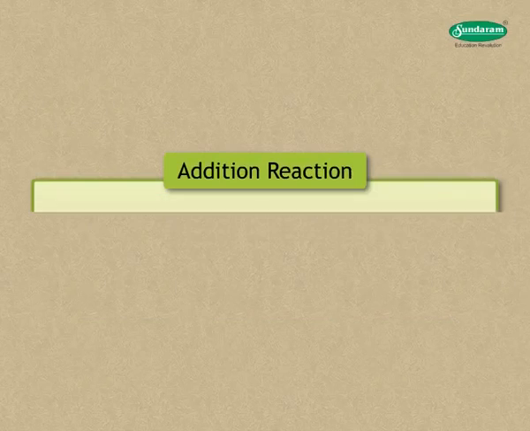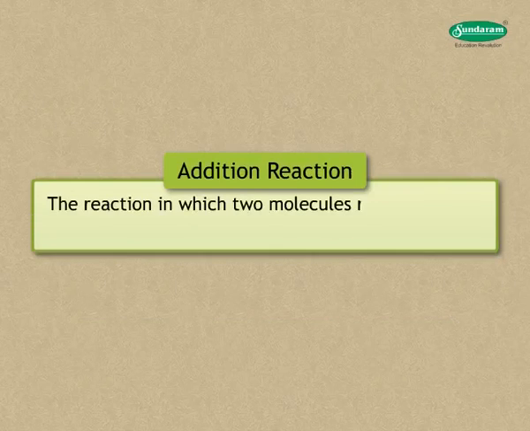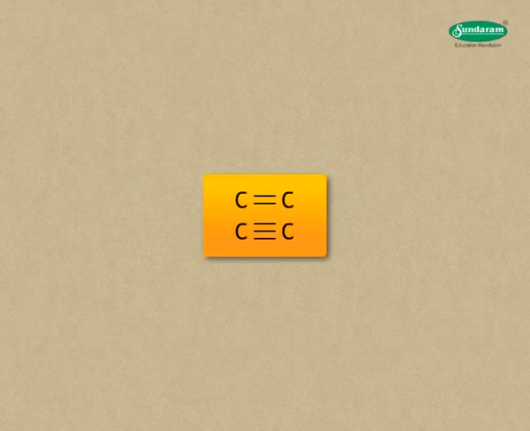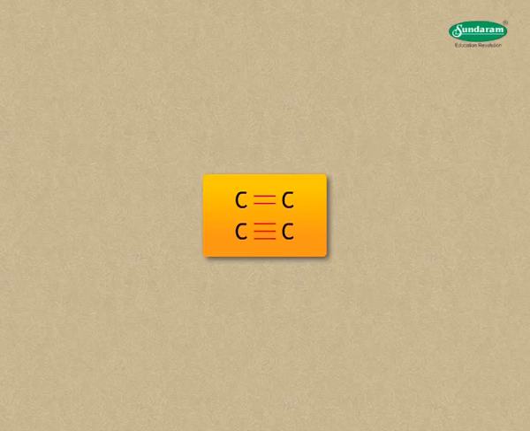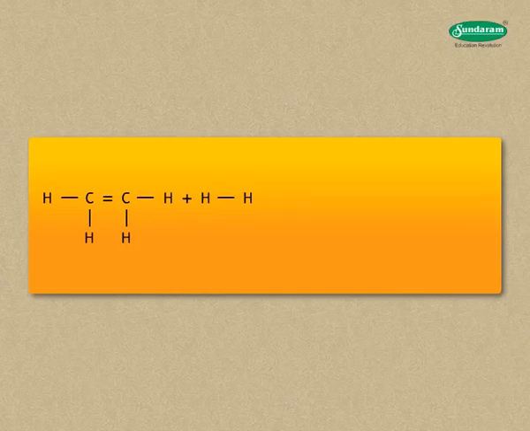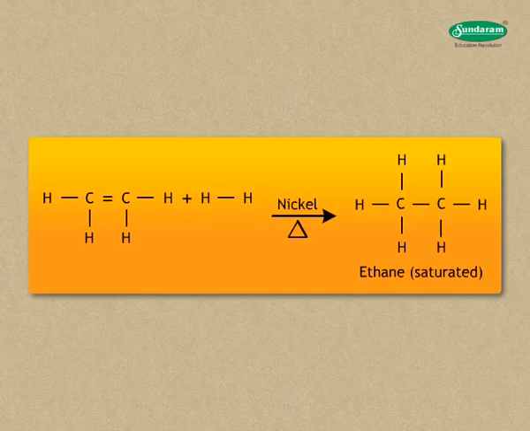Addition reaction. The reaction in which two molecules react to form a single product is known as addition reaction. This type of reaction occurs only in unsaturated compounds where there are double or triple bonds. Reactant adds to the carbon atoms of double bond and triple bond. Addition of hydrogen. Addition of hydrogen molecule to ethene gives corresponding ethane, that is saturated product. Unsaturated compound gets converted into saturated compound.